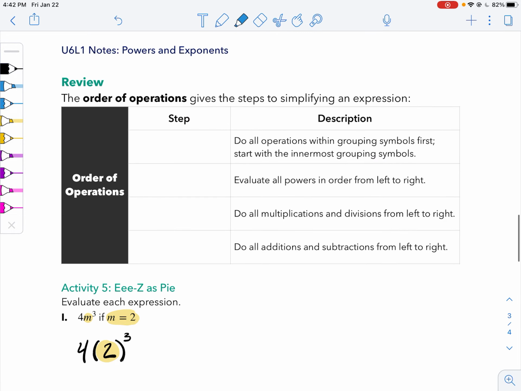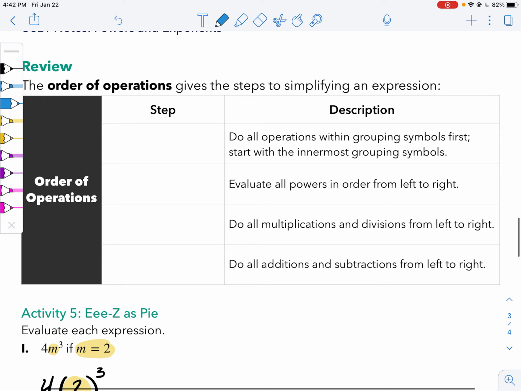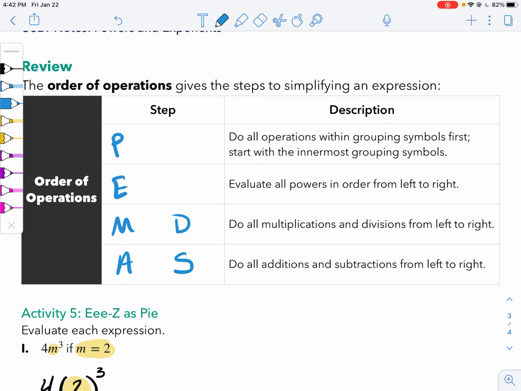Okay, right? So PEMDAS tells us to use PEMDAS like that. So everything within grouping symbols can look like this if you want, but we often use these guys called parentheses. And then all powers from left to right. Remember, powers have exponents. And then multiplication and division.